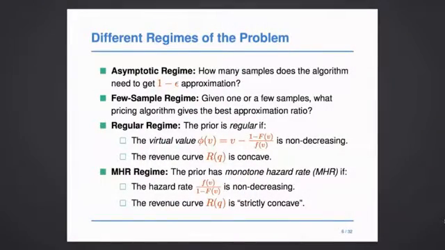Now we get to the regularity assumption that we're making. There are 2 common assumptions in the literature. One is called a regular distribution. There's a technical definition saying that the virtual value defined in this way is non-decreasing as a function of the value v. But really it's just saying that the revenue curve, R of Q on the quantile space, is a concave function. And there's a more restrictive assumption called MHR, monotone hazard rate, where the prior has a hazard rate that is non-decreasing. For now, let's assume it's just saying that the revenue curve is strictly concave in some sense. We will get to in what sense it's strictly concave later in the talk.